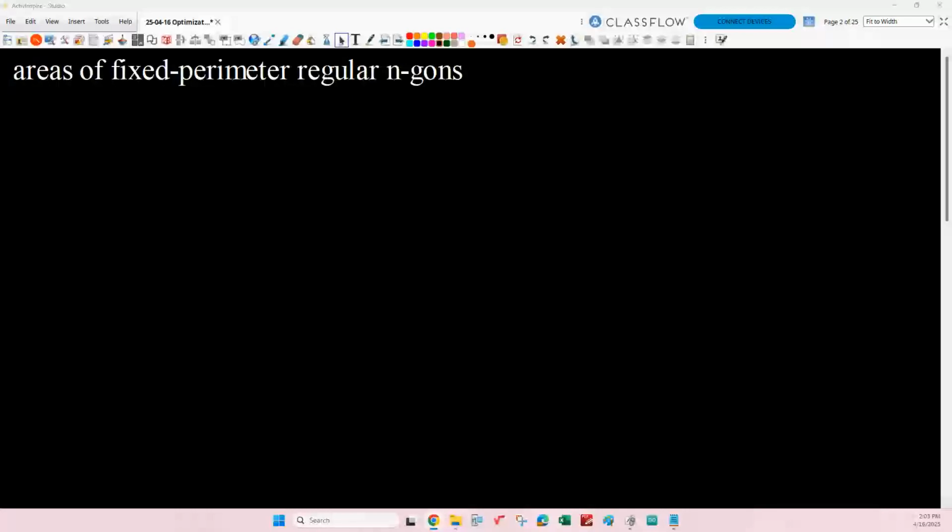So we were talking yesterday, we did that interesting problem about the wire, right? And we found that the way to maximize enclosed area was just to do a circle, right? All circle. So this is kind of a fun thing to look at here. This is just another fun way to have a little fun with Desmos graphing. So if we want to look at the areas of fixed perimeter regular n-gons.